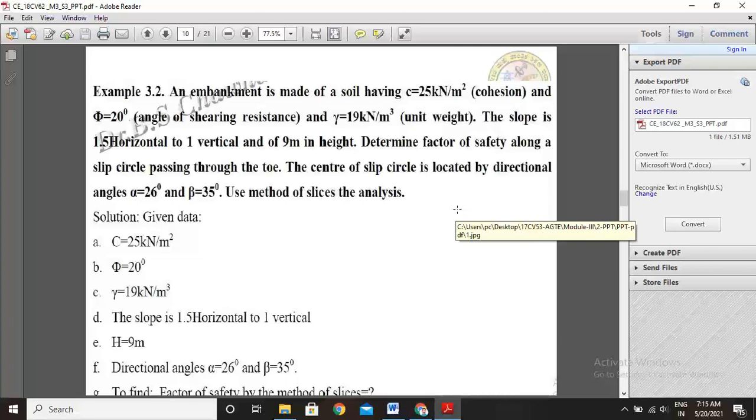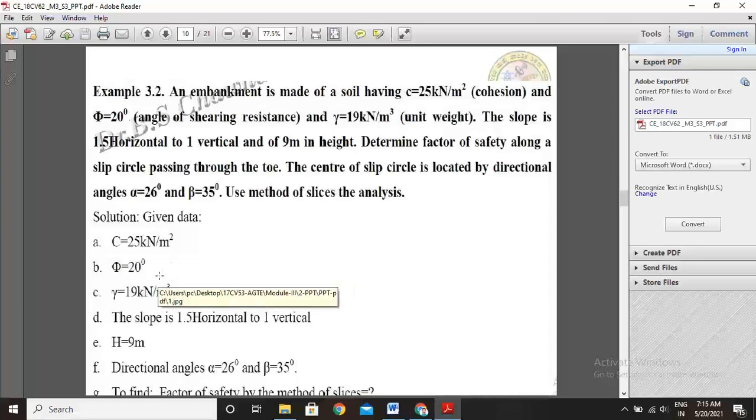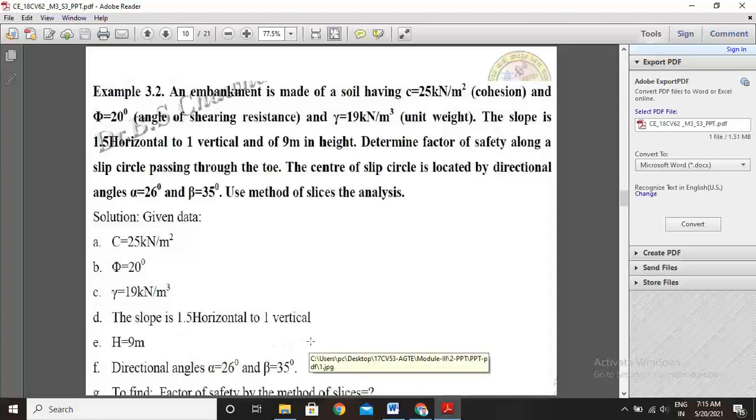Okay, solution. Given data: C is 25 kN per meter square, phi is 20 degrees, gamma is 19 kN per cubic meter. The slope is 1.5 horizontal to 1 vertical. H is 9 meters. Directional angles are given: alpha is 26 degrees and beta is 35 degrees. To find the factor of safety by the method of slices.